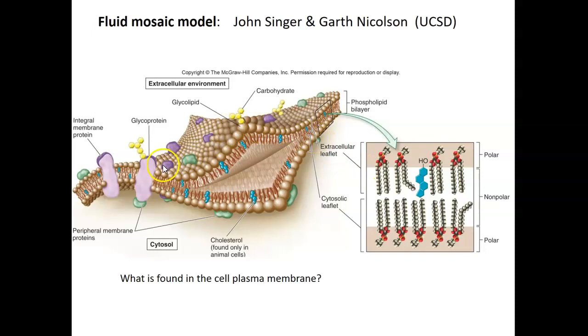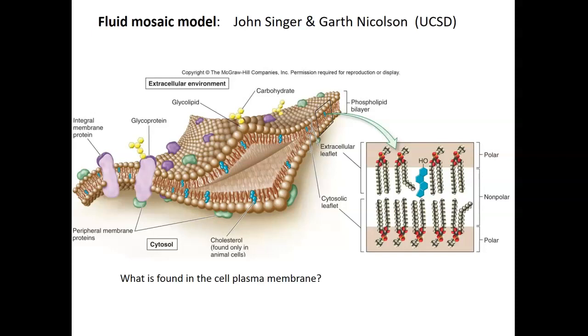In addition to proteins and cholesterol, we're also going to find things such as glycolipids and glycoproteins. So glyco, again, would imply a sugar, and what you can see here is we've got a protein with a series of sugars that extend out into the extracellular space. This is known as a glycoprotein. The glycoproteins, as well as the glycolipids, can act as signals for the cell, a way to identify a particular type of cell.